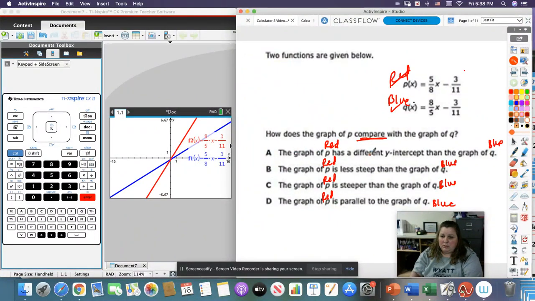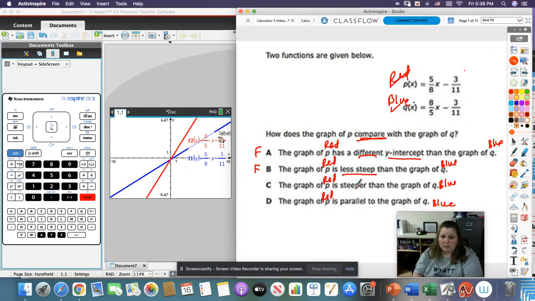The graph of the red one has a different y-intercept than the graph of the blue one. So y-intercept is where it touches the y-axis. They both have exactly the same y-intercept, so that's false because this says different y-intercept. The graph of the red one is less steep. Remember, less steep means it's easier to walk up. So you say the red one is easier to walk up than the blue one. The red one will be harder to walk up, so that's false.